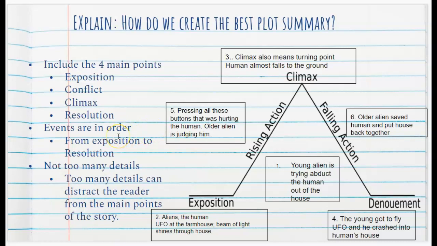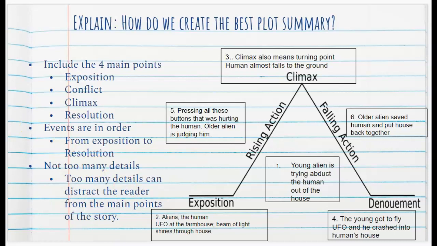Those four main points have to be in a plot summary. The events have to be in order, so I mean you can't have the falling action starting in the beginning, okay? The events have to start with the exposition, from the rising action to the climax, to the falling action, and then to the resolution. And another thing is make sure it doesn't have too many details. Too many details can distract the reader from the main points of the story, and usually if they focus on one event with too many details, that's probably not going to be the best summary.